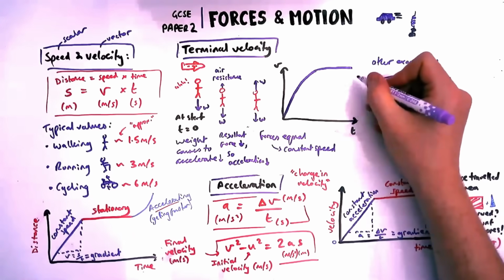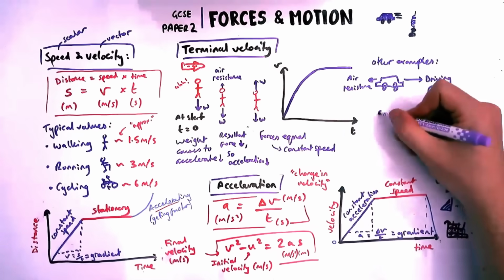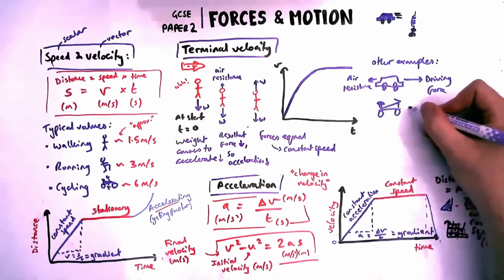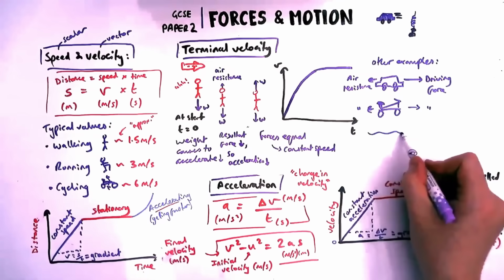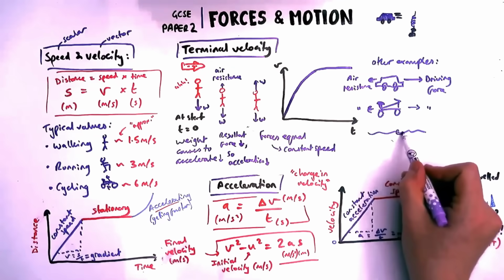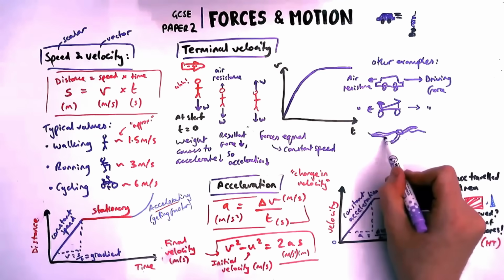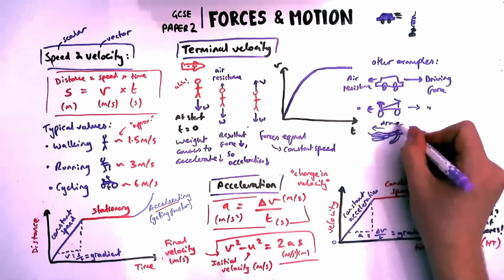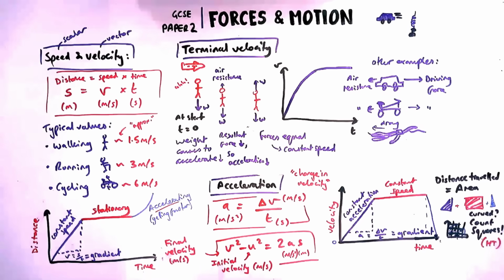Now just know, exam questions do really like asking about this, but it won't always be skydivers. It could be a car driving along, where the car's driving force is counteracted by air resistance. It could be a cyclist, similar thing. It could be someone swimming in a swimming pool, where it would be drag acting the other way. They get a constant speed because the drag acting opposite them is going to be equal to the driving force or the thrust they are applying.